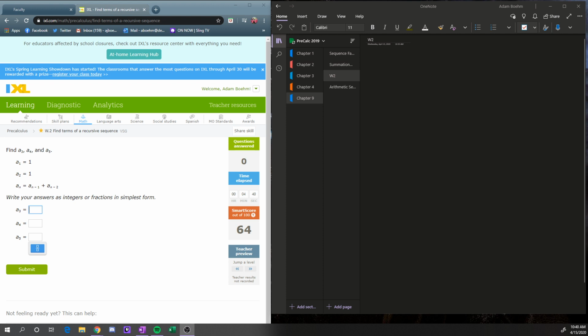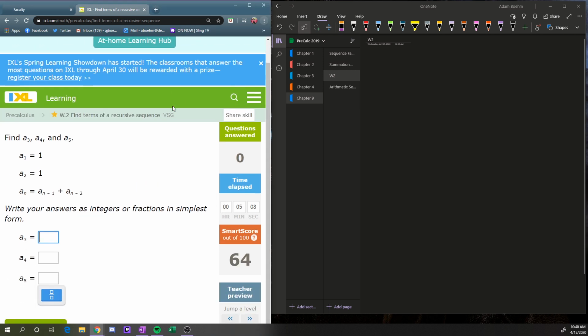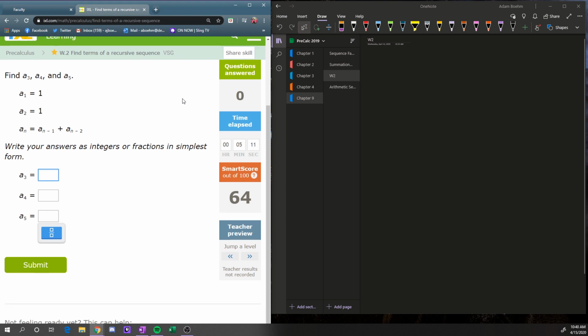All right. So on the left, that's W2. I jumped a couple of levels. So this is in the 64 range, which is where I'm guessing people start to have a little bit of problems. And remember, a recursively defined sequence is a sequence in which every term is made up of terms previous to it. So on this problem, it says find a_3, a_4, and a_5. And we're given a_1, a_2, and the rule for a_n.